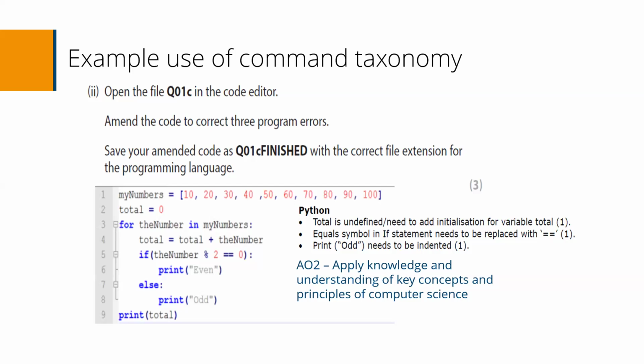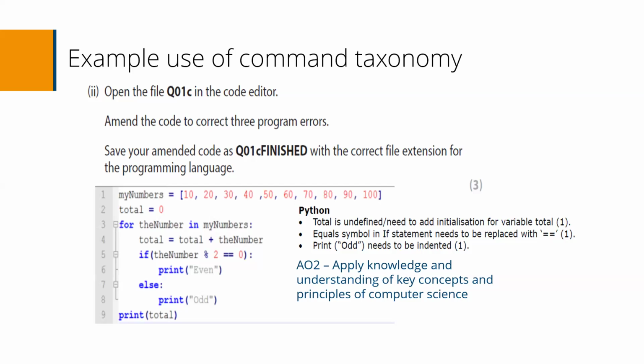And basically, the candidates are asked to open their file in the code editor. They have to amend it to show 3 program errors, then they have to save it. Okay. So what you're looking at there is the mark scheme, what we expect. You need to bear in mind that that's not what they got. That's our mark scheme. This is what we're expecting them to do.